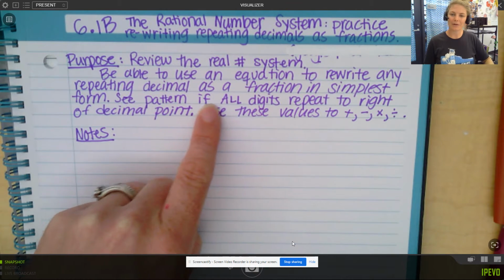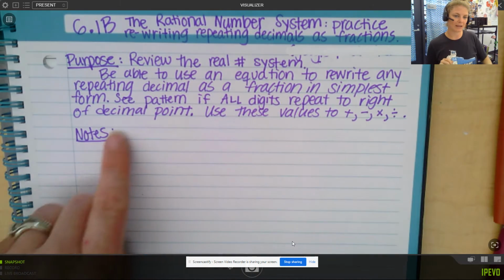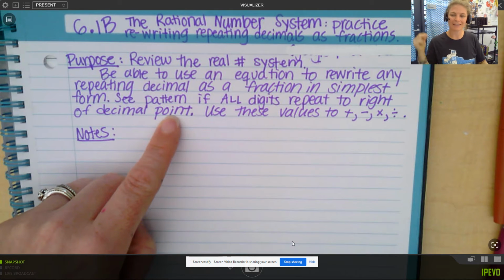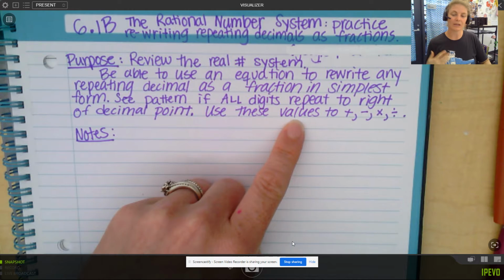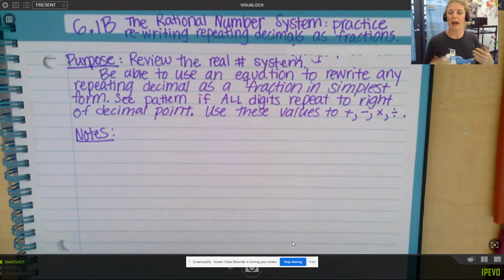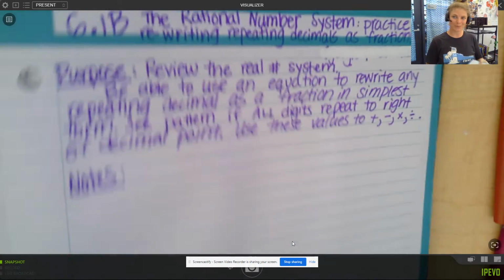And we're going to see a pattern if all the digits repeat to the right of the decimal point, so we can use that, a slick trick. And we're going to use these values, like those fractions, to add, subtract, multiply, and divide other rational numbers. So it's going to be super fun.